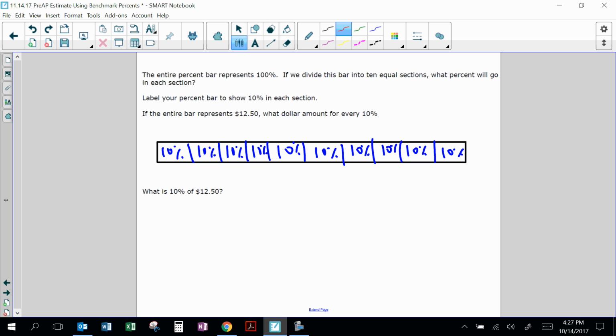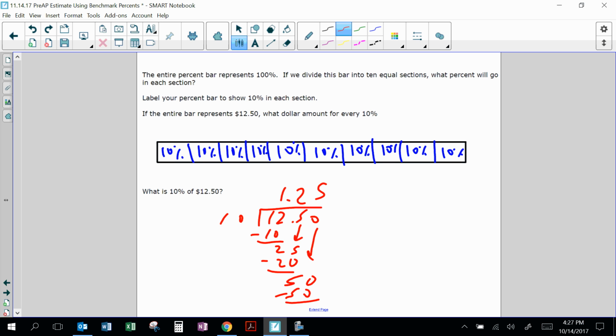Done. If the entire bar represents $12.50, what dollar amount for every 10%? So we have 12.50. We're dividing into 10 equal sections. 10 going into 12 one time. Bring down the 5. 10 goes into 25 two times. Bring down the 0. 10 going into 50 five times. So each section would be $1.25. So every 10%, you're saying $1.25.